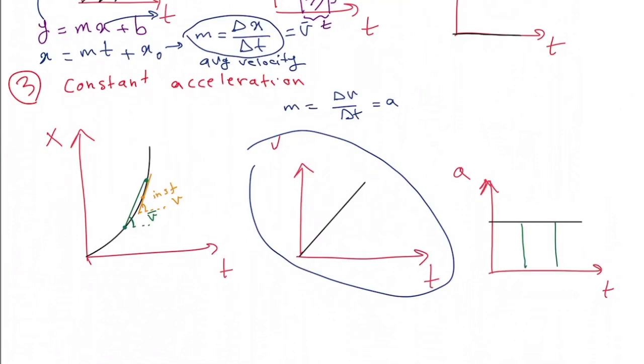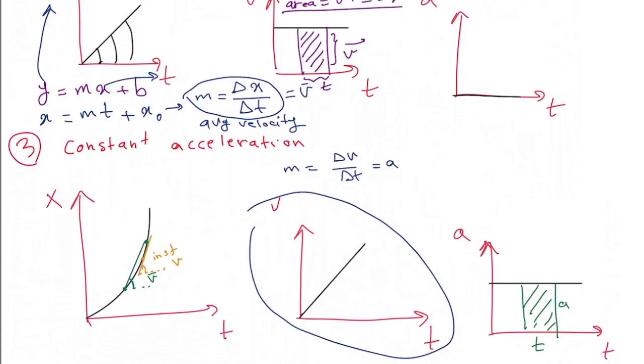It's the same here. We want to find the area of this shape. Again, this is a, this would be t, and the area is a times t, and we know that this is del v. I hope this helped you to understand how you can draw xt, vt, and at graphs for different situations, and how to find acceleration from the vt graph, velocity from the xt graph, and vice versa.